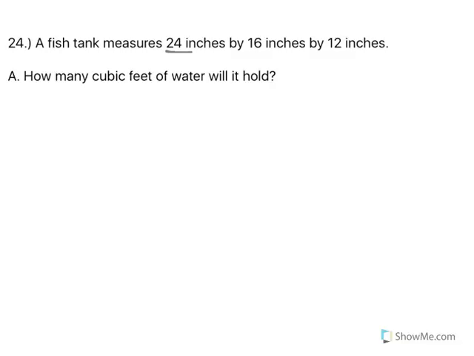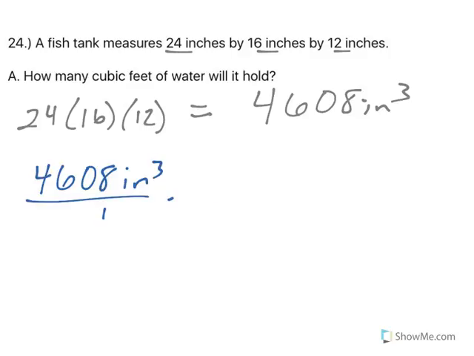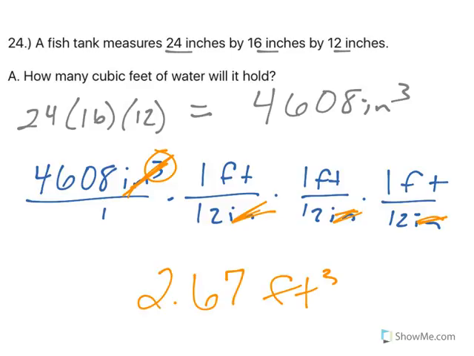Well, first things first, I'm given inches. So 24 by 16 by 12 tells me that I have 4,608 cubic inches. But that's not the question. So I have my 4,608 cubic inches, and I know that there are 12 inches in a foot. Notice I did it 3 times because my exponent's a 3 there. So 1, 2, 3. They're all on the bottom, so I divide, and I end up with 2.67 cubic feet.